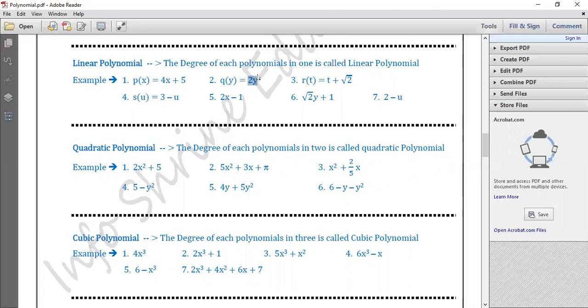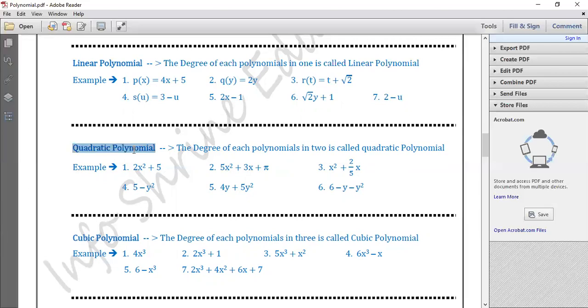So obviously it is y power 1. And it is t here, t power 1. 2x, x power 1. And here y power 1. So the degree of each polynomial is 1, this all has 1. So a polynomial of degree 1 is called the linear polynomial.